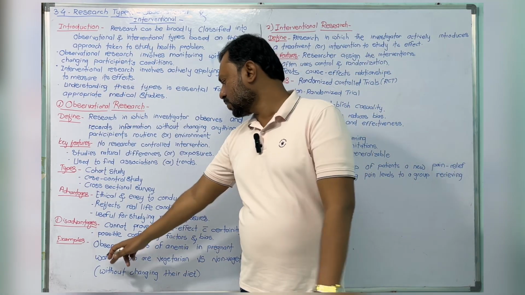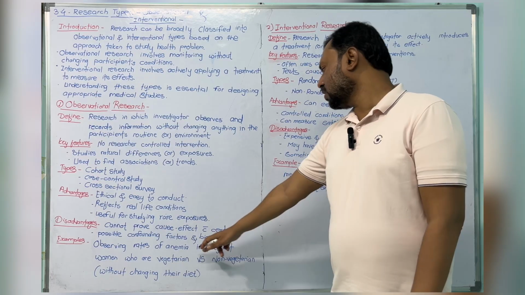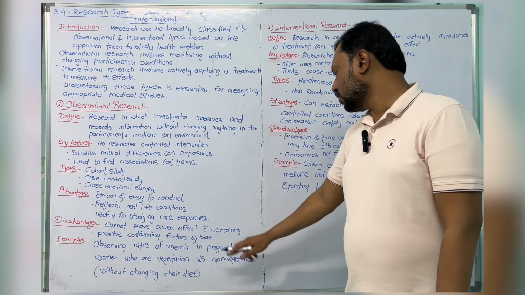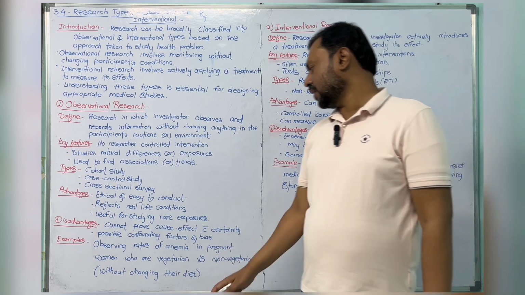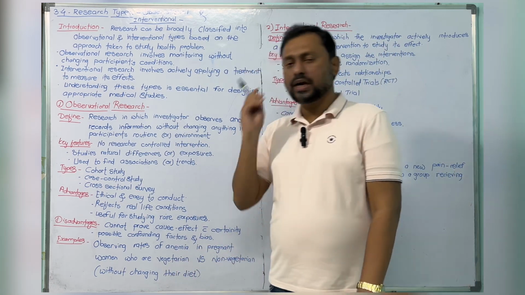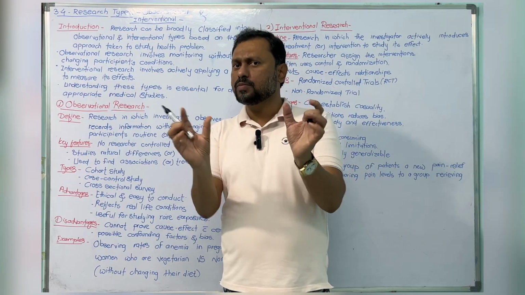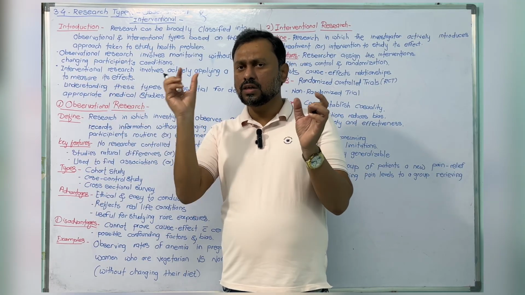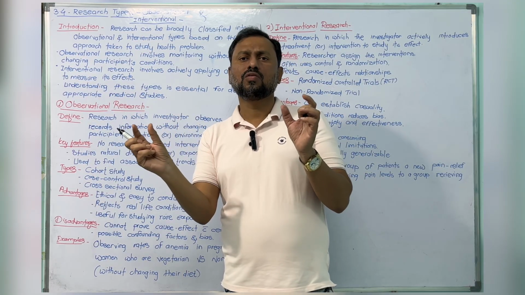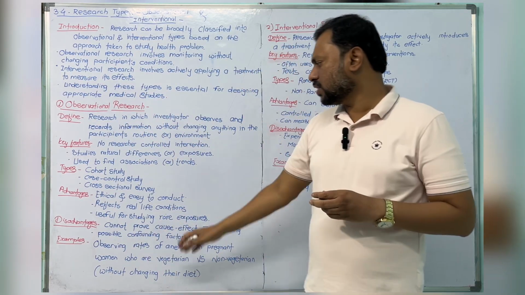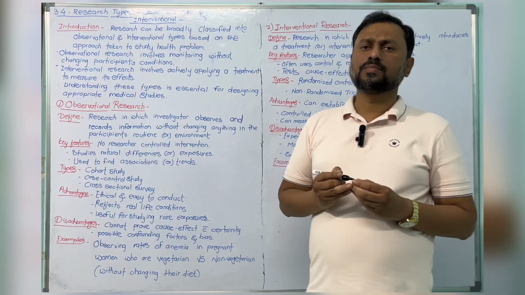For example, we can take observing the rates of anemia in pregnant women who are vegetarian versus non-vegetarian, without changing their diet. In this, the researcher only observes the anemia condition in the vegetarian and non-vegetarian women. We are just observing. This is one of the very good examples of an observational study.